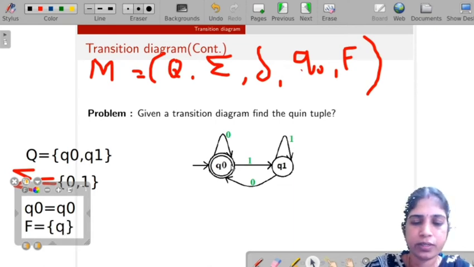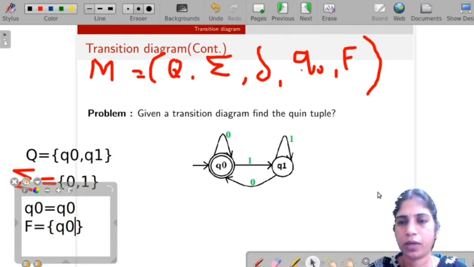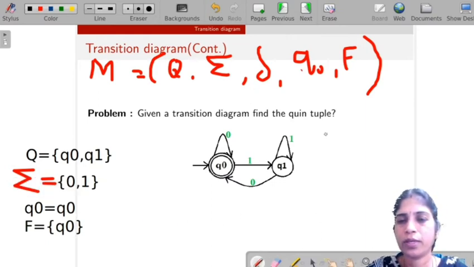So we can write set Q0 is the final state. Then what is the delta? We have to write all the delta transitions. First transition is from the state Q0, it reads the input symbol 0, and from Q0 it goes to Q0 itself. Then from the state Q0, it reads the input symbol 1, it goes to Q1.